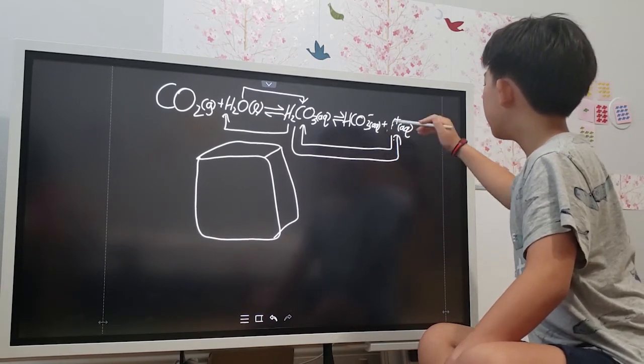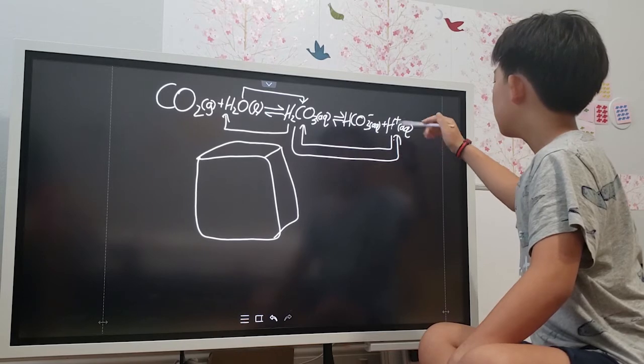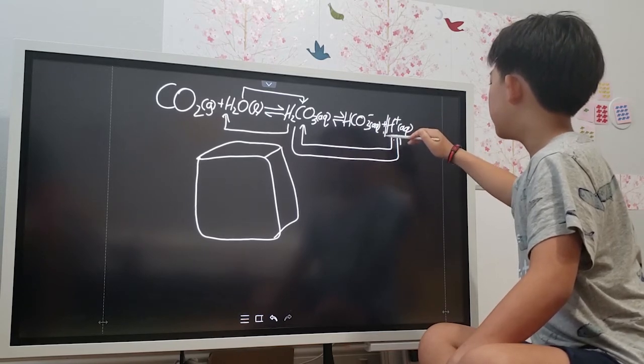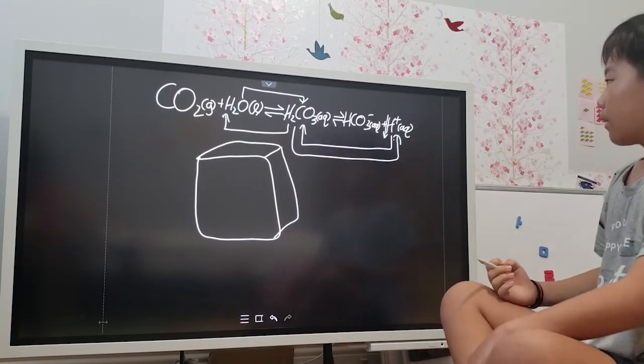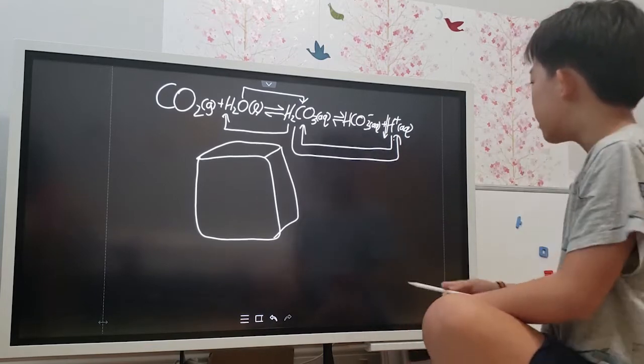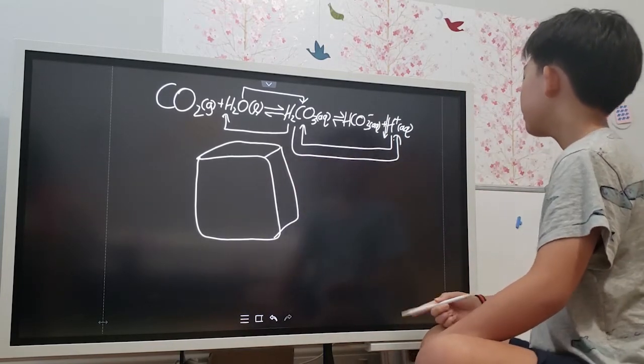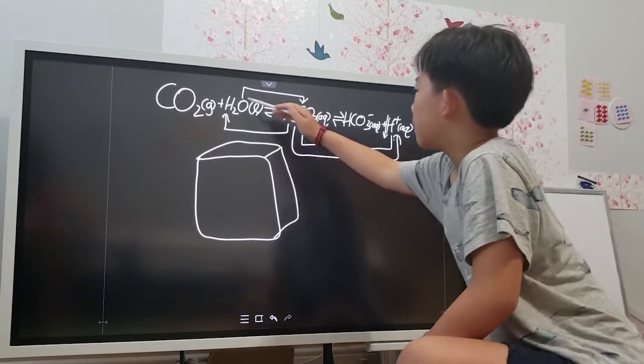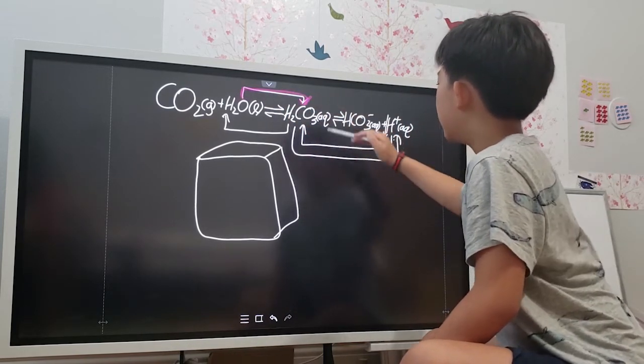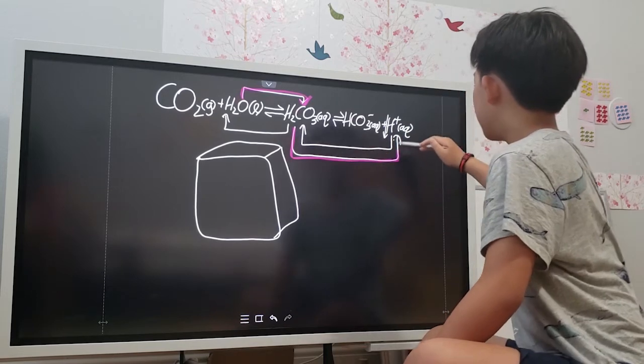But what if we added a base so that it uses up the hydrogen ions? This time though, it's going to shift toward the bicarbonate and hydrogen ion side. In other words, it's going to make this side equilibrium take over.